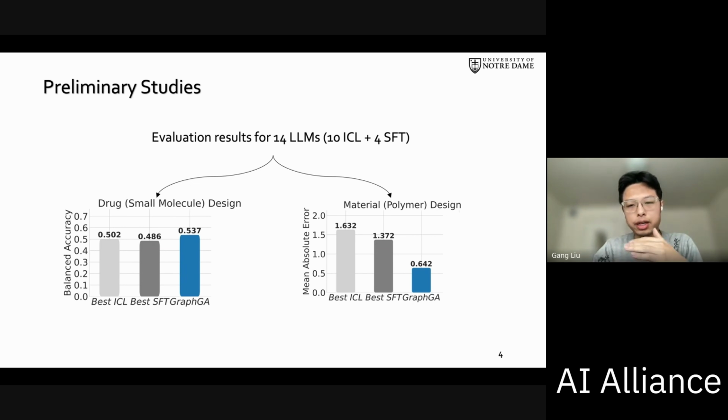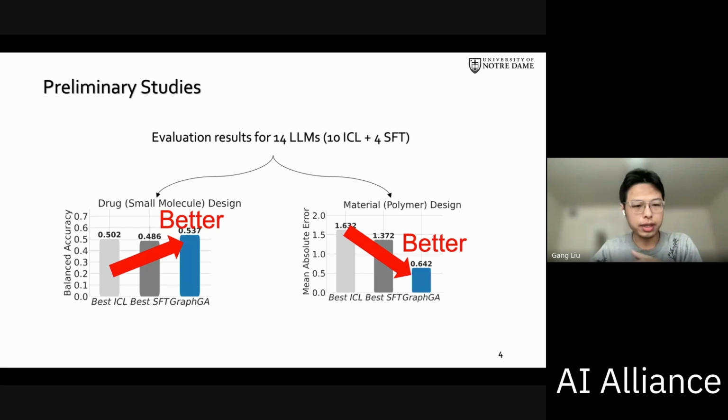From this figure, we can see a clear trend that even the best models from the in-context learning method and the supervised fine-tuning method may not be as good as a very simple and classical molecular optimization method called the graph genetic algorithm, or Graph GA. Graph GA does multiple iterations of mutation and crossover to design new molecules. These results are very interesting. They tell us that if we want to use the large language model to do inverse molecular design, it probably may not be a good idea to use them directly.